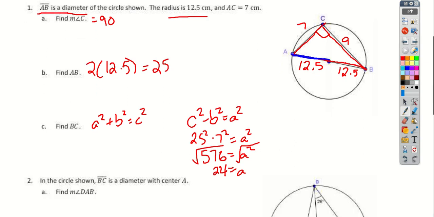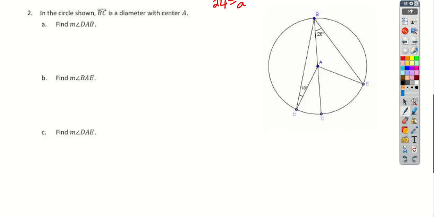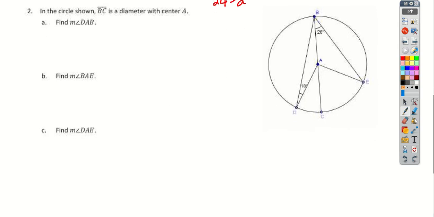All right. Moving on to number 2. In the circle shown below, BC is the diameter with center at A. Now, because the center is A, we would actually name this circle circle A. We always call it by its center. And the way these are drawn is such that they're creating 2 triangles. So we want to find the measure of angle DAB, which is this angle right here.